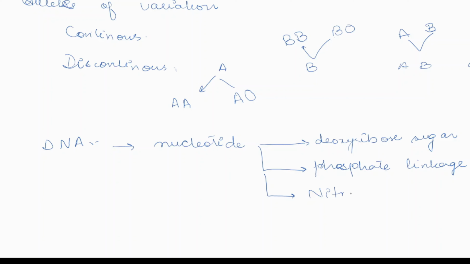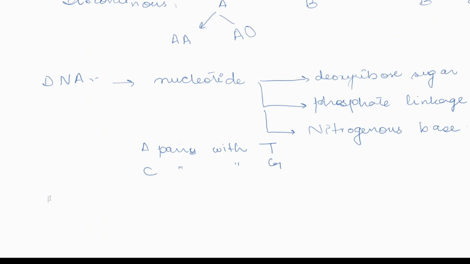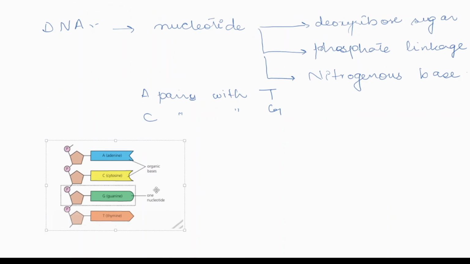Have you learned about these bases already? A pairs with T, C pairs with G. So the backbone is basically of the ribose and phosphate, while the bases are present at the sides, which connect the two helix.